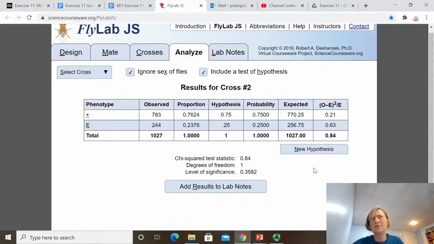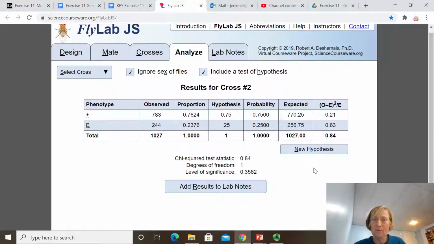And it's not sex-linked. There's nothing strange about the sex inheritance. So I'm going to say that it seems like it is autosomal and recessive. And did you obtain the ratios you predicted? Use the results of the chi-square analysis to draw your conclusions. Here, my chi-square value was 0.84, and my p-value, that's the level of significance, was 0.358.